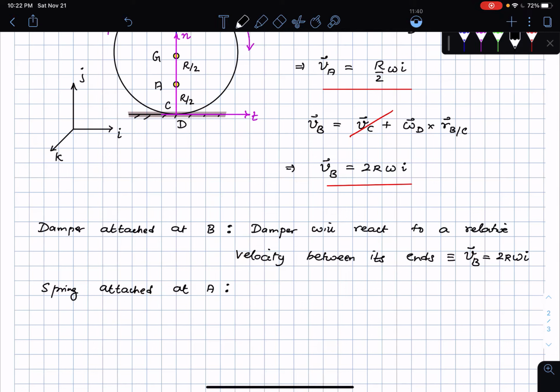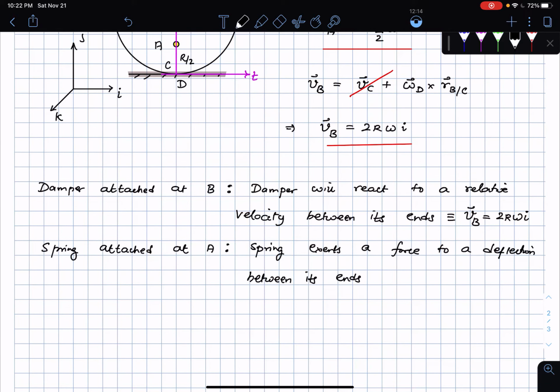Okay, this implies that since the spring is attached at A, the spring of course exerts a restoring force only to a displacement, relative deflection. So the spring force exerts a force to a deflection between its ends, which is the difference between the displacement of its ends.